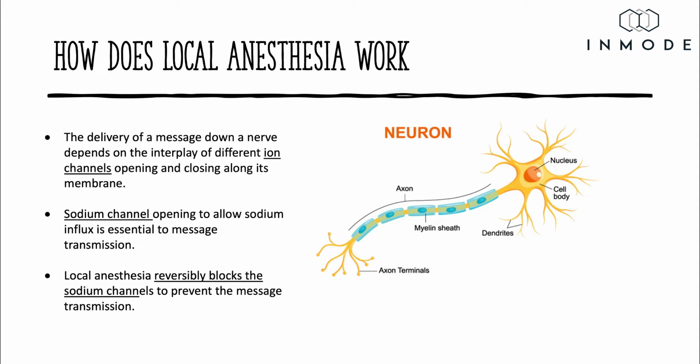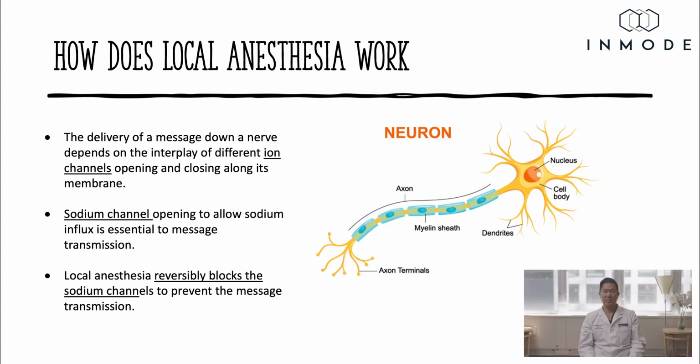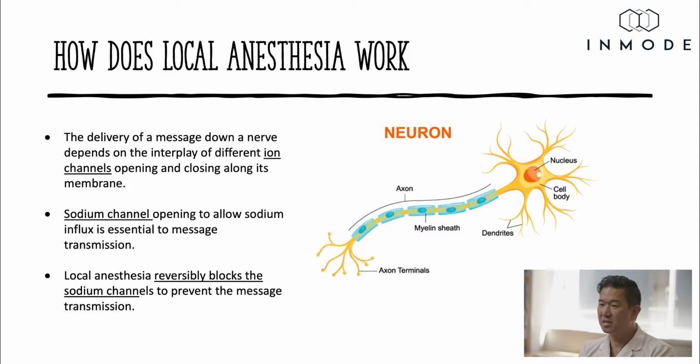We need to go back to our basic pharmacology. It's been a long time, but we need to review how local anesthesia works. The delivery of a message down the nerve action potential depends on the interplay of ion channels opening and closing along its membrane. Particularly, sodium ion channels are in focus. Local anesthetics work in clinical application by reversibly blocking these sodium channels to produce the desired clinical result.